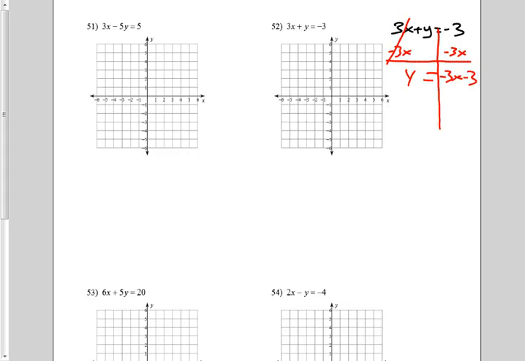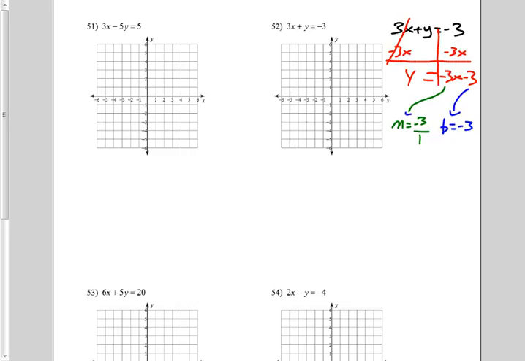Now, why do I do that? Because now this is in slope-intercept form. We've practiced this already, finding simply the slope. The slope of this line is -3. And I'm going to put -3 over 1, just so I know that's rise over run. The y-intercept of this line is also -3.